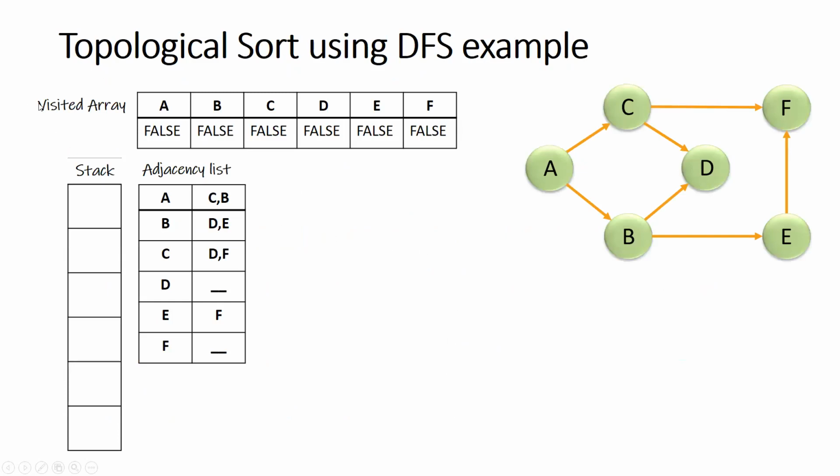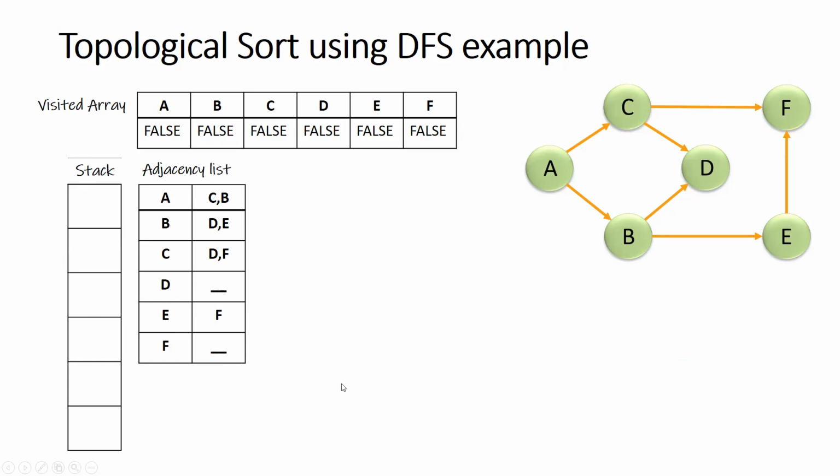At first, we will have an array, which we call a visited array. All the nodes will be initialized in the array with false, meaning they have not been visited yet. Also, we will prepare what we call an adjacency list, which says each node has direct edges with what other nodes. For example, node A has direct edges with C and B. B has edges with D and E and so on. And we will have the stack where we will store our list.